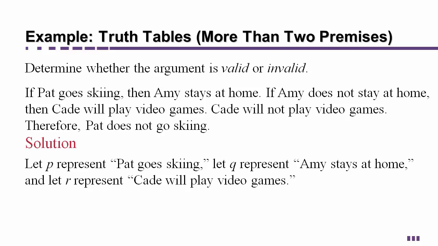Okay, here's another example. Determine whether the argument is valid or invalid. And this is a long one. If Pat goes skiing, then Amy stays home. If Amy does not stay at home, then Cade will play video games. Cade will not play video games. Therefore, Pat does not go skiing.